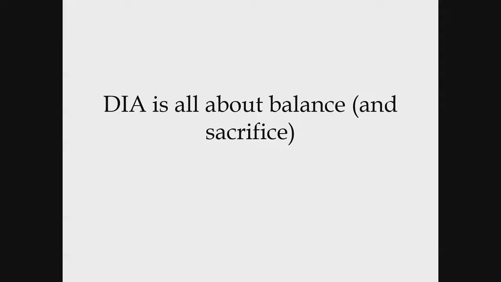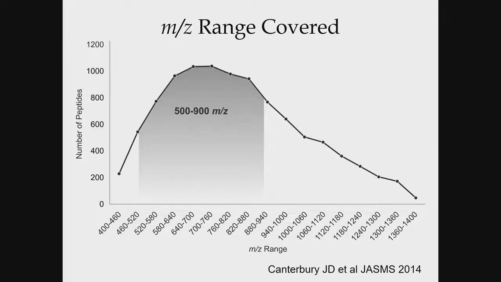One thing that's really key to keep in mind is that data independent acquisition is all about balance and also about sacrifice. We originally started by trying to figure out what mass range we should actually end up covering. We did an initial analysis based off of this paper that Jesse Canterbury presented and published in 2014. The data was collected around 2010. This was done on linear ion trap data, and he did many different injections.